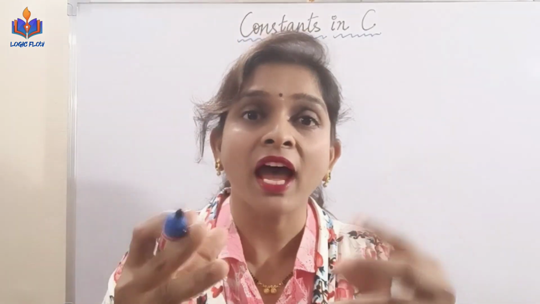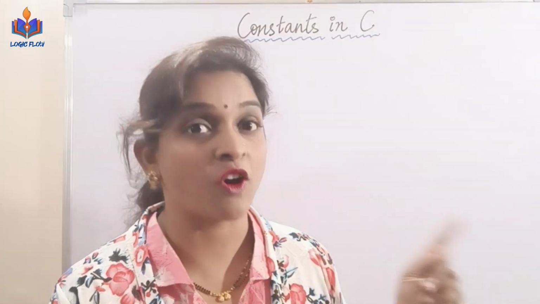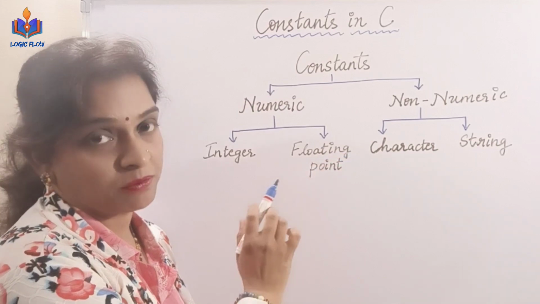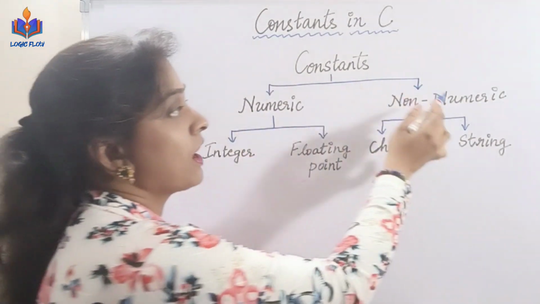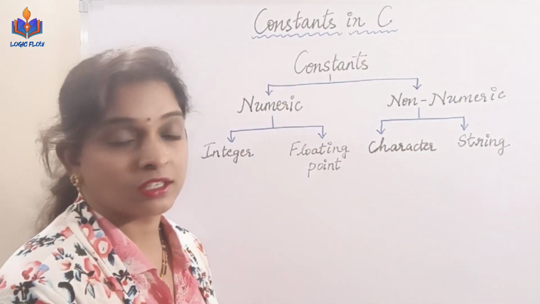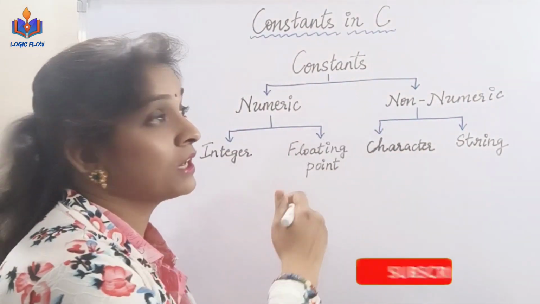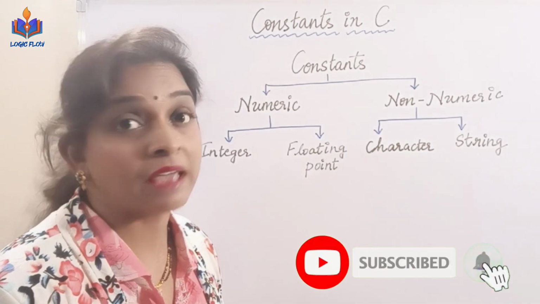So how to have these constant values? What all values we can have as constant? For that, we have to get into the types of constant. Constants are classified into two types: numeric constant and non-numeric constant. Numeric constants means numbers. Non-numeric, other than numbers, which is nothing but characters.